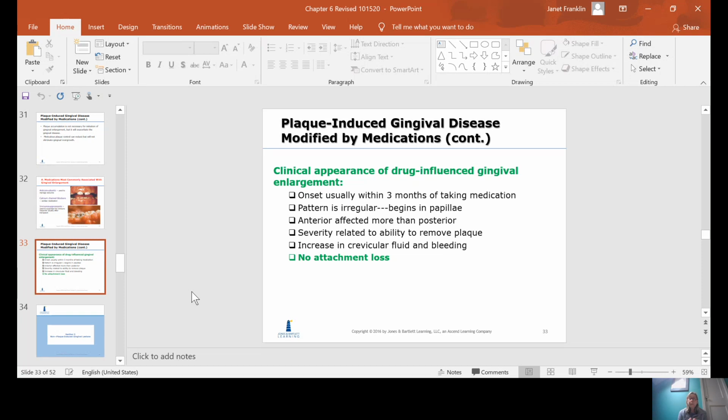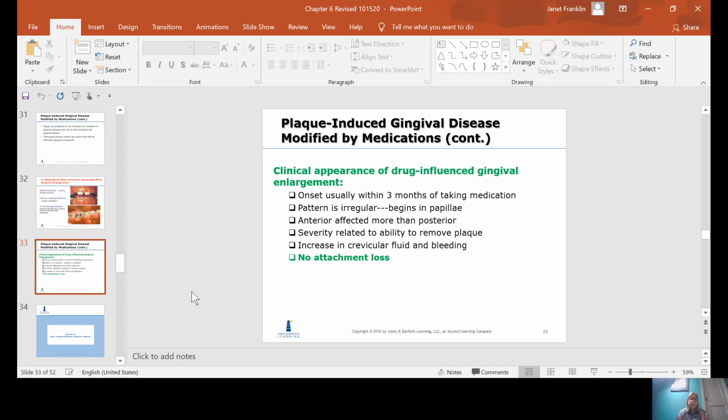The pattern is irregular, but it usually begins in the papilla. So the first thing you're going to see is some thickening of the interdental papilla. The anterior is affected more than the posterior. The severity is related to the ability to remove plaque. So if the patient has some slight thickness, but they're a good flosser and they always use their water pick and their interdental aids all day, every day religiously, then they're probably not going to have a problem. But if they're not a flosser and now you've gotten thicker interdental papilla, it's probably going to lead to some problems.